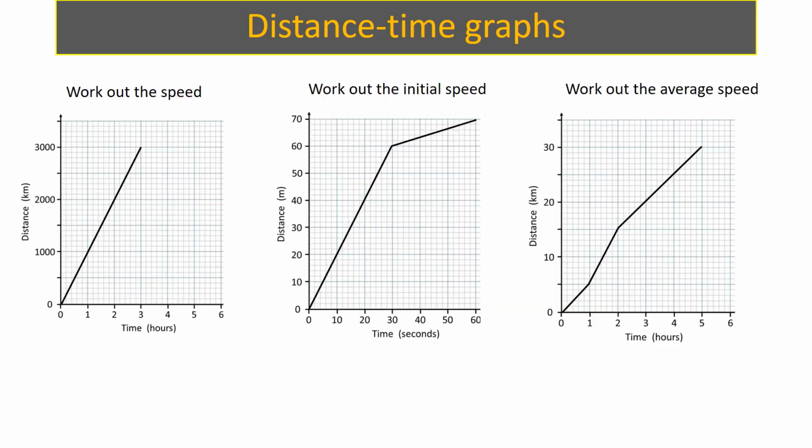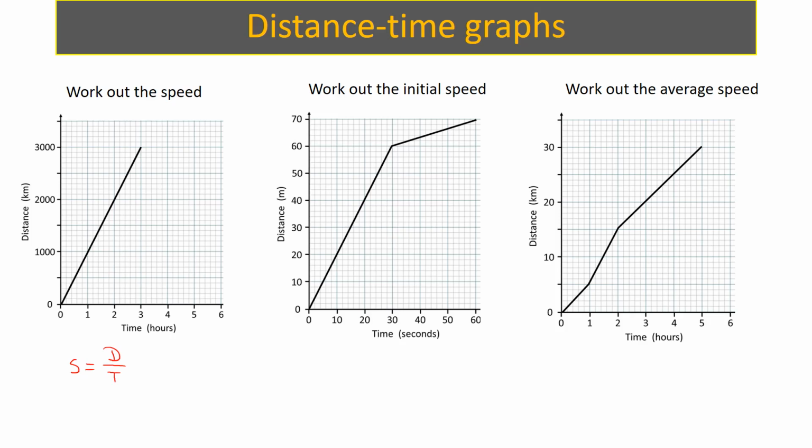So let's have a look at how to work out the speed from a distance time graph, as it is a very common question involving distance time graphs. You need to remember how to work out the speed. The formula for speed is distance divided by time. So you need to read the information from the graph. Distance goes along the y, or the vertical axis.